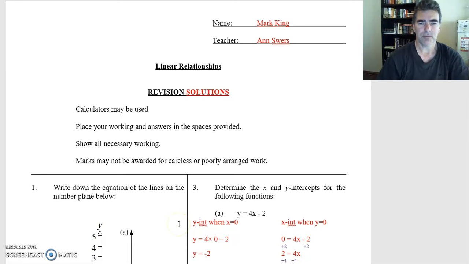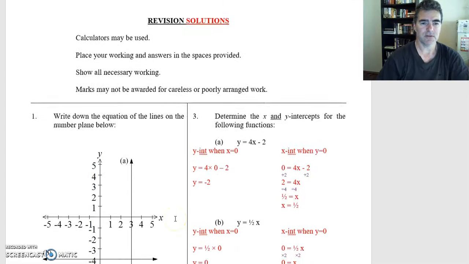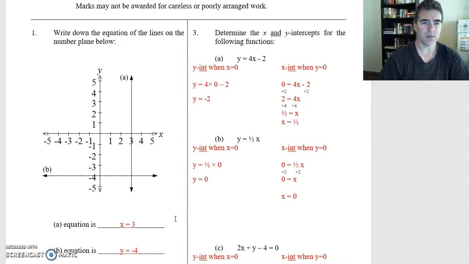So today I'm going to go through the solutions to the revision sheet that I've set you. So, question 1. Write down the equation of the lines of the number plane below. So this vertical line, every point that I choose along this vertical line has an x value of 3. So its equation is x equals 3.